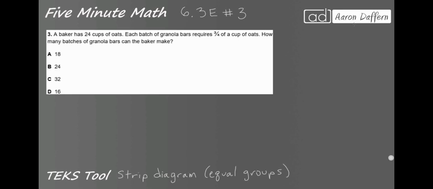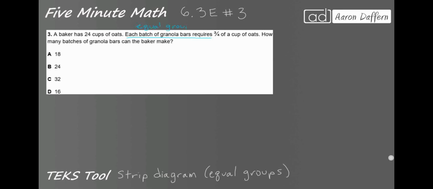So we've got a baker with some oats. Each batch of granola bars requires 3/4 of a cup of oats. How many batches of granola can we make? Well, each batch of granola bars requires, and we've got this amount. This is our clue that we are dealing with an equal groups problem.